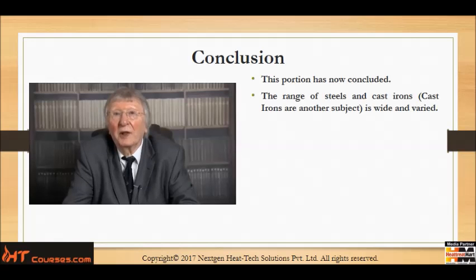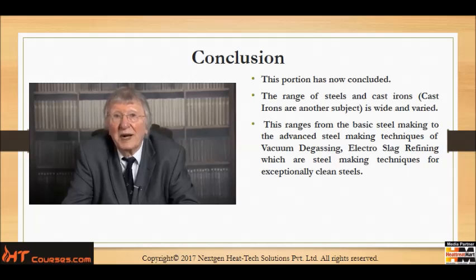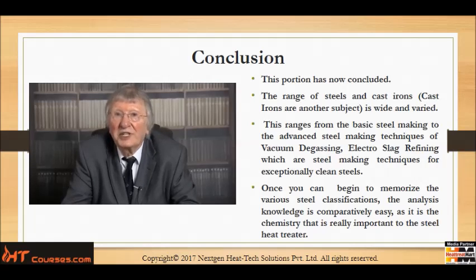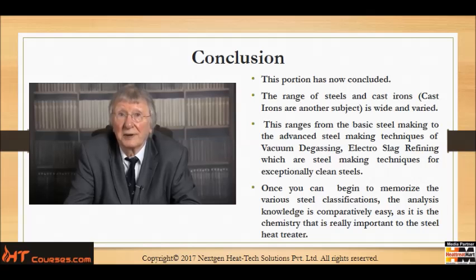We've now reached the end of this session. The range of steels and cast irons, cast irons also being another subject, is wide and varied. This ranges from basic steel making to the advanced steel making techniques of vacuum degassing and electroslag refining, which are steel making techniques for exceptionally clean steels. Once you can begin to memorize the various steel classifications, the analysis knowledge is comparatively easy, as it is the chemistry that is really important to the heat treater.